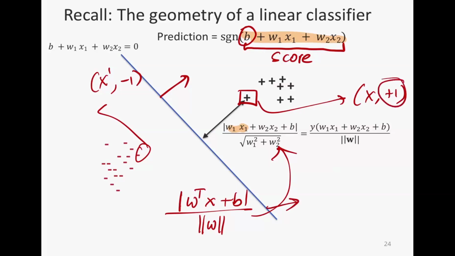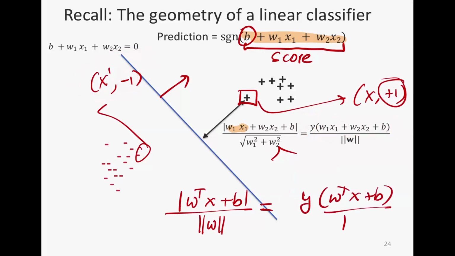If it was a negative example, like this example here, w transpose x prime plus b is going to be negative. But we want the distance, and the distance is a positive number. So you need to multiply by -1. But look, we have a -1, the label. So we might as well just multiply by y times w transpose x plus b. This quantity is exactly the same as y times w transpose x plus b divided by the norm of w. If the score was positive, you multiply by +1. If the score is negative, you multiply by -1. This is just an interesting way of taking an absolute value using the label.